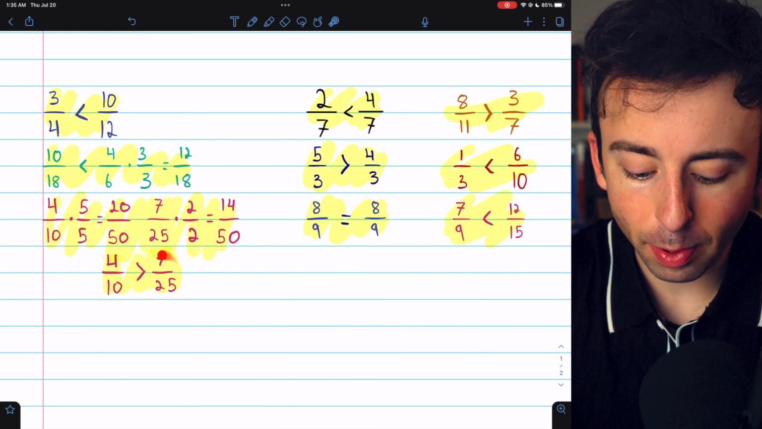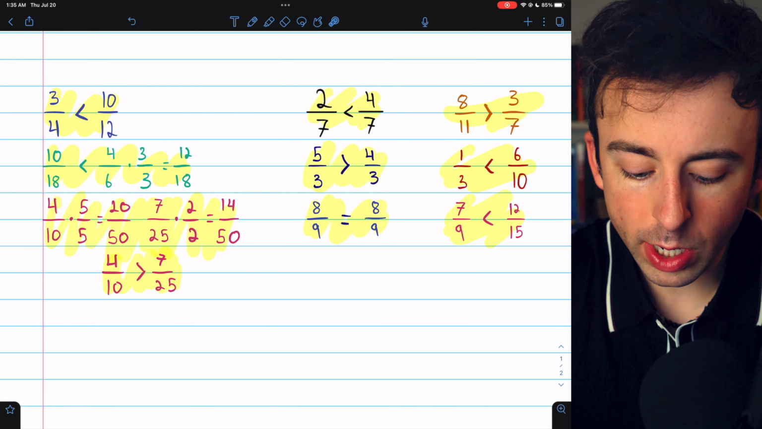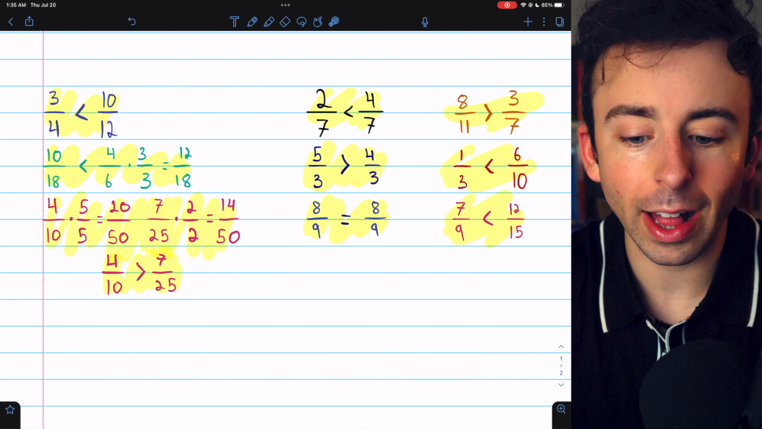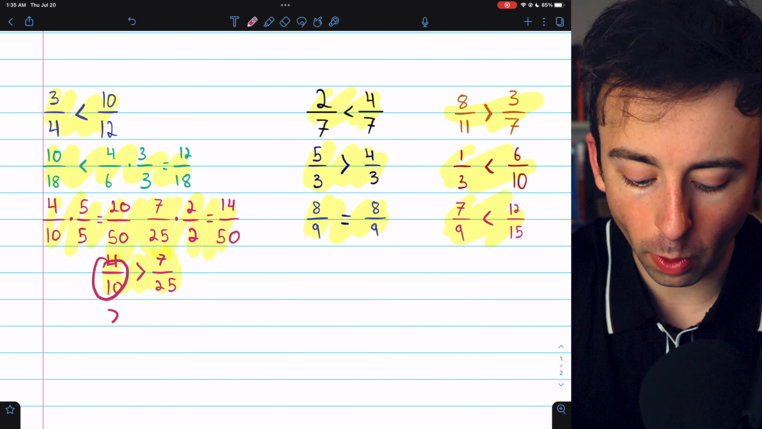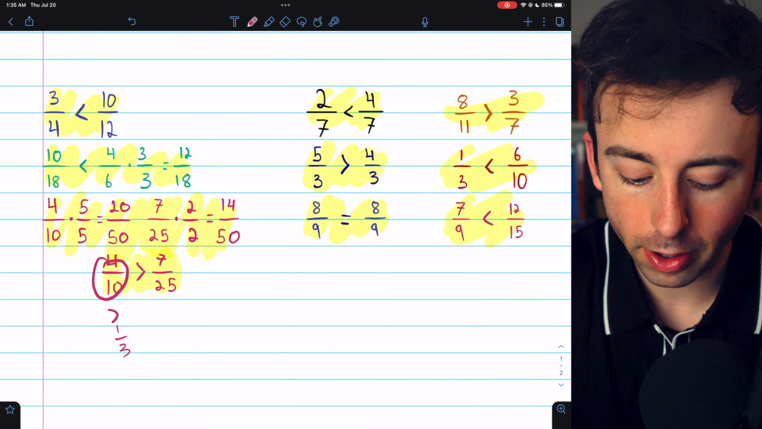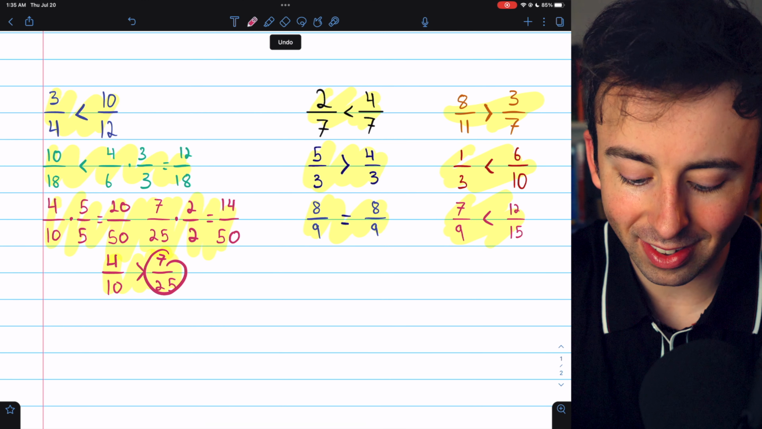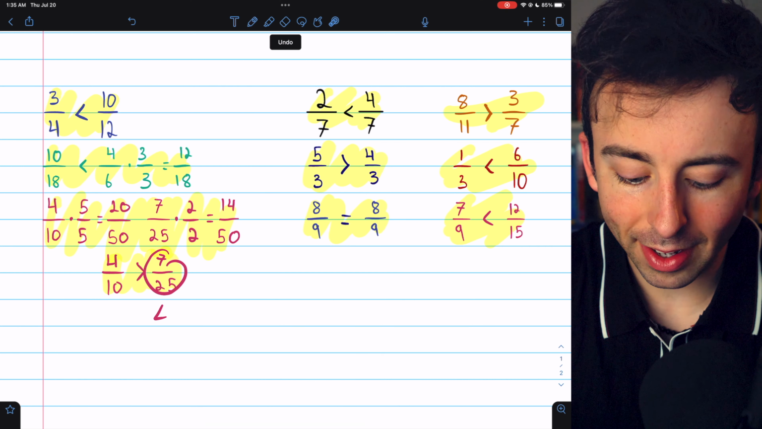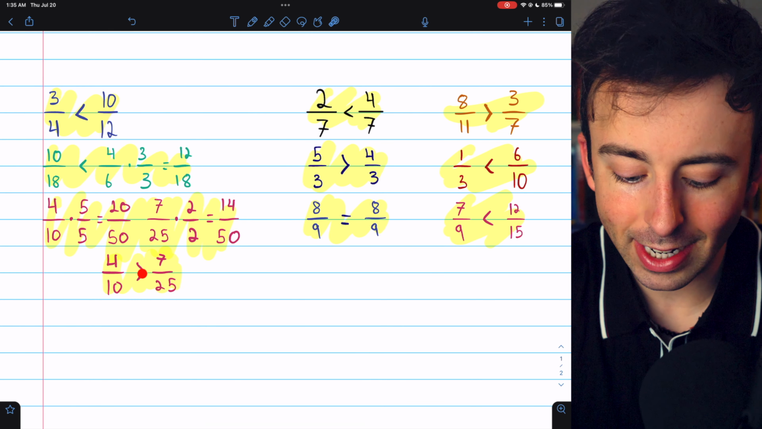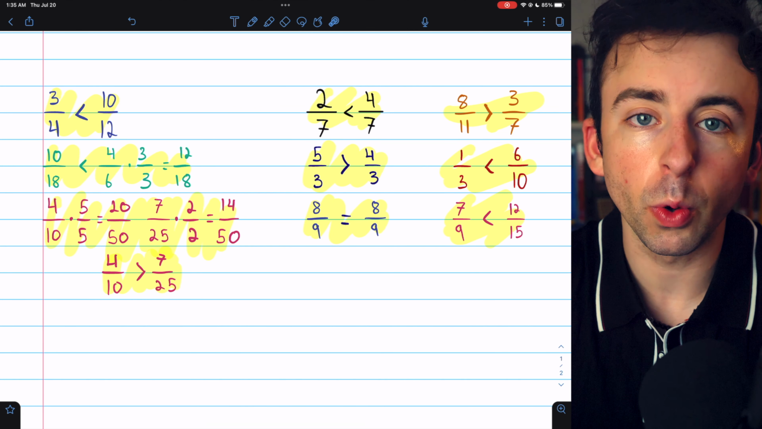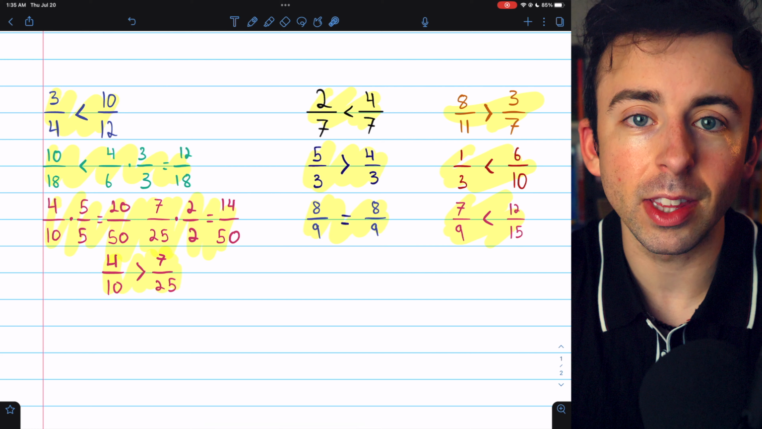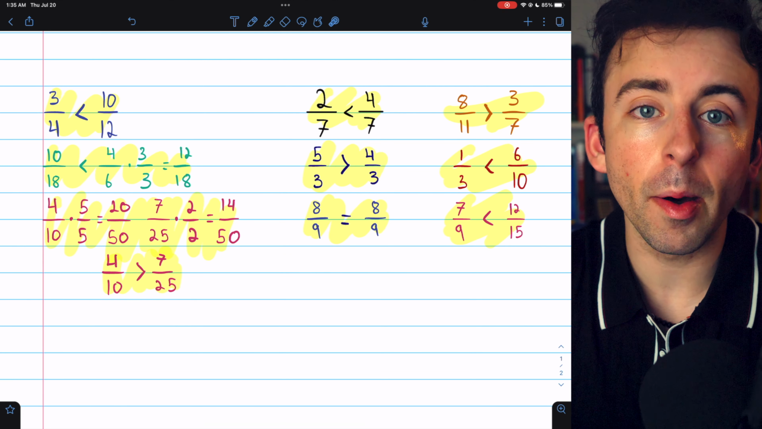Coming back to this example for a moment, we could have noticed that 4 is greater than 1/3 of 10, because 4 times 3 is 12, so 4/10 is for sure greater than 1/3. On the other hand, 7 is less than 1/3 of 25, because 7 times 3 is 21, so this is less than 1/3. That would have let us conclude that for sure 4/10 is greater than 7/25. So there are occasionally some shortcuts you can use to compare fractions with different denominators, but getting common denominators will always work.